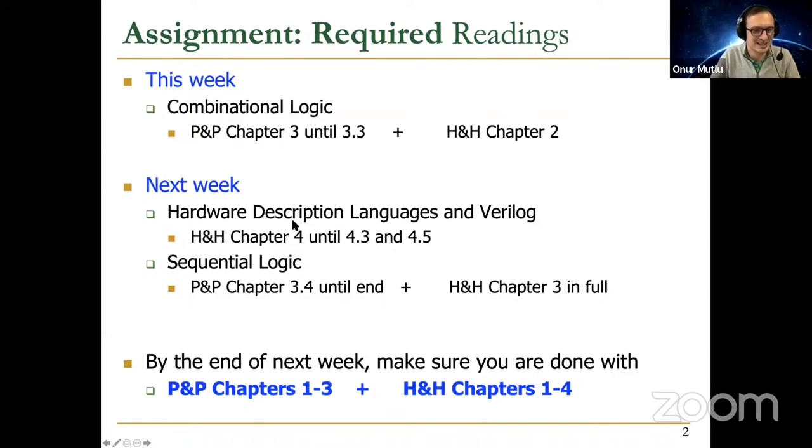I'm not going to go through this in detail, but next week, it's good if you start doing the readings for hardware description language and Verilog, as well as sequential logic, because we're going to start covering those likely Friday and then later. And hopefully by the end of next week, try to finish Patt and Patel chapters 1 through 3 and Harris chapters 1 through 4. Again, this is just a guideline.